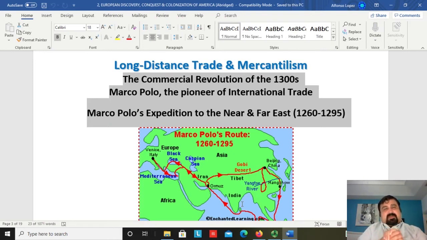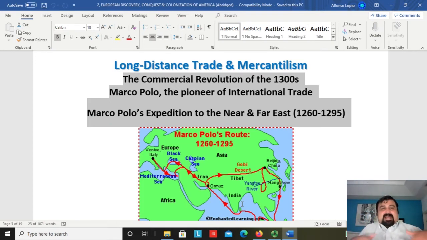So the world was becoming more and more interconnected commercially. It was a commercial revolution that got started in the 1300s. And how this commercial revolution got started was due to the expedition of an Italian merchant by the name of Marco Polo. So Marco Polo is credited for being the forerunner, the pioneer of international trade. It's not that he actually knew that he was going to be altering the course of history with this expedition.